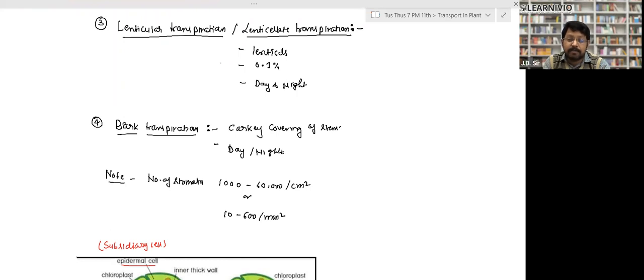They have cracks in their bark. So this cracky covering of a stem, they keep on losing the water day and night. This is called bark transpiration, right?